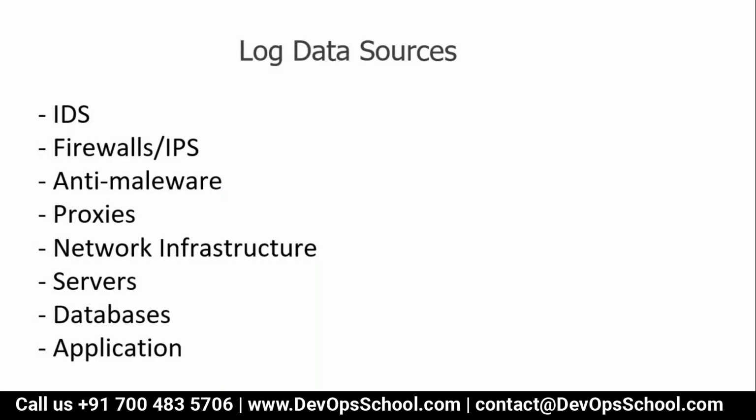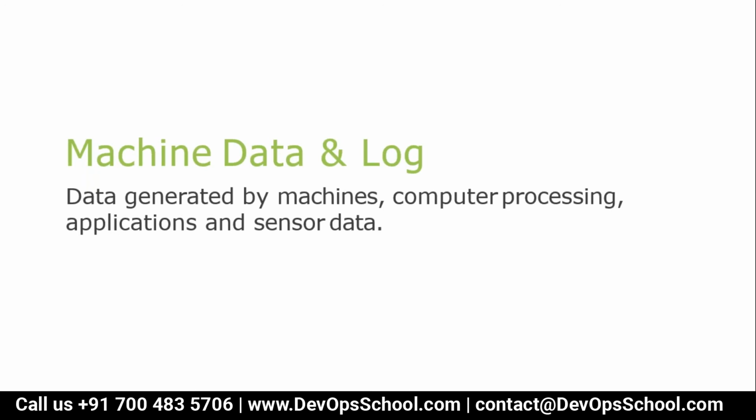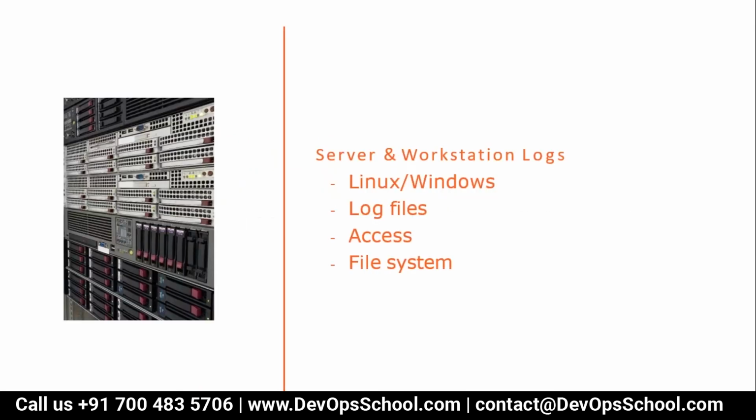So here you can generate different sources of data. There are different data sources for log, such as firewall, IPS, anti-malware, proxies, network infrastructure, servers, databases, applications. It could be anywhere. Everywhere you're generating logs. Now, data generated by machines, computer processing, and application sensor data is called machine data or log. Okay, and that is what we are going to analyze today, right?